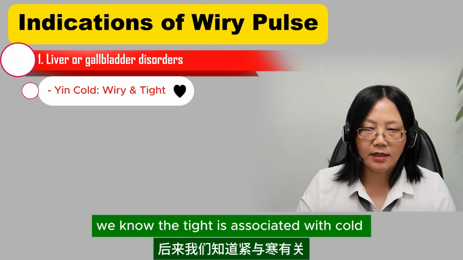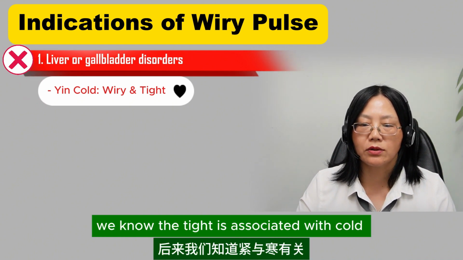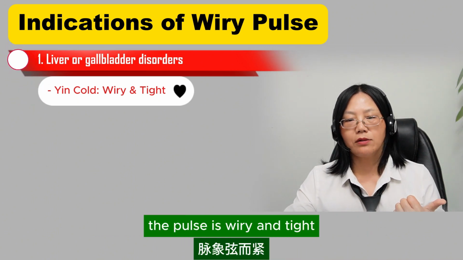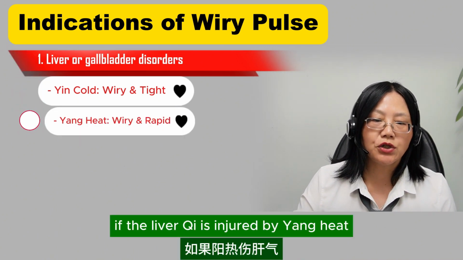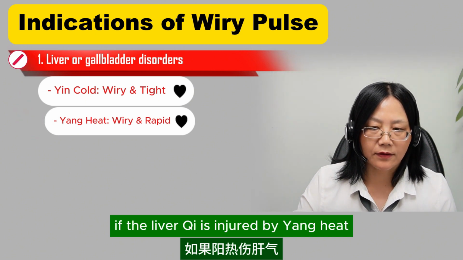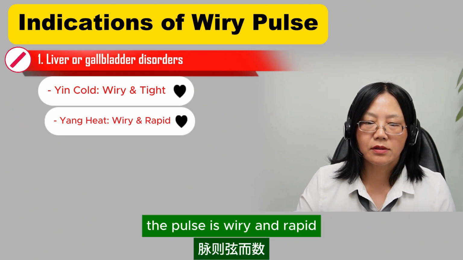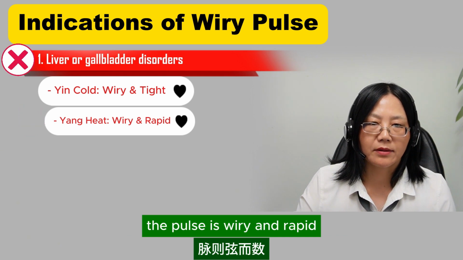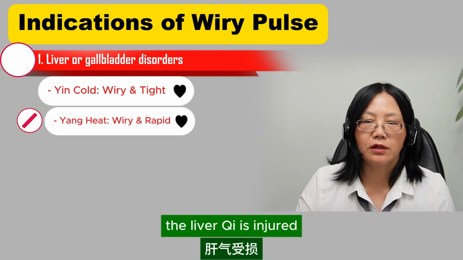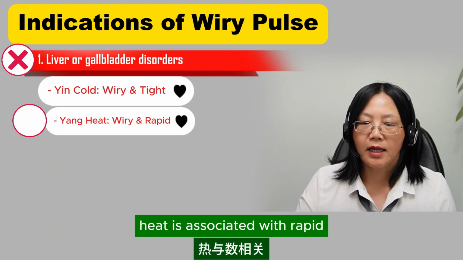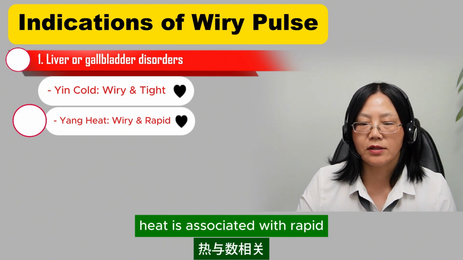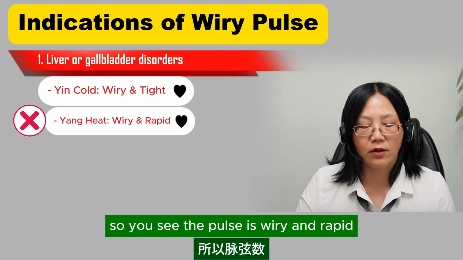We know that tight is associated with cold. Together, the pulse is wiry and tight. If the liver qi is injured by yang heat, the pulse is wiry and rapid. The liver qi is injured, so you see the wiry. The injury is caused by yang heat. Heat is associated with rapid, so you see the pulse is wiry and rapid.